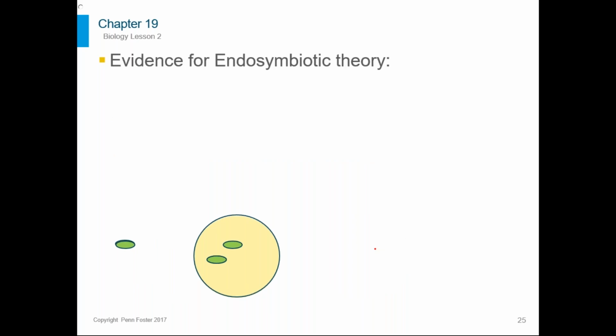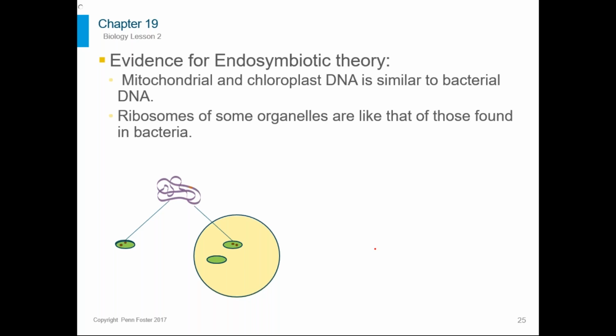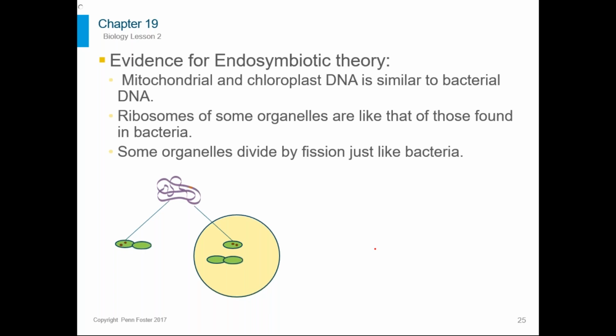Okay, and there is some evidence for that. First of all, mitochondria and chloroplasts are the two organelles that they think happened this way, and the DNA they have inside of them is really similar to bacterial DNA. So if there was a bacteria living outside and that's what moved into the bigger cell, that would make sense. The ribosomes of these organelles are really similar to those found in bacteria, and some organelles divide by fission, just like bacteria do. So these are all evidence that these organelles used to be free-living bacteria that eventually moved into bigger cells and then lost their ability to live by themselves and just became part of the bigger cells.